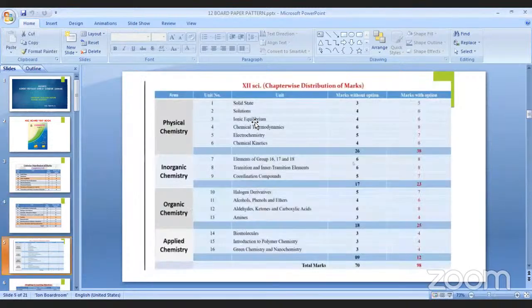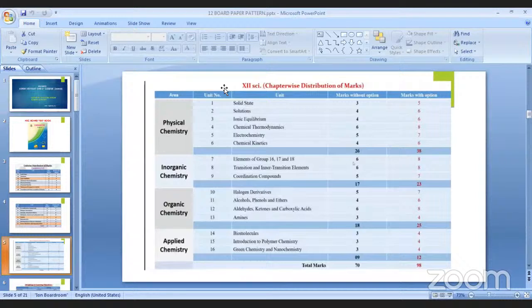After that, let's divide the topics as per the types of chemistry. Suppose your first to sixth chapters are physical chemistry topics. How much does physical chemistry contain? It contains around 26 marks, and this will be without option. So you have to attempt 26 marks, and if you do this physical chemistry thoroughly, you will be able to attempt up to 38 marks. This is the marks with the options.